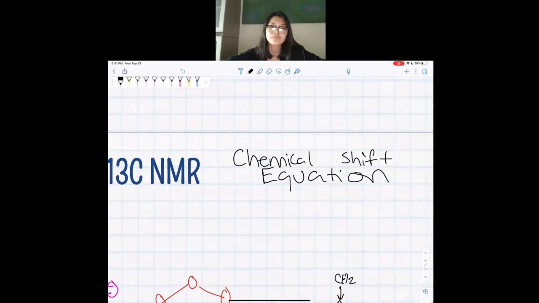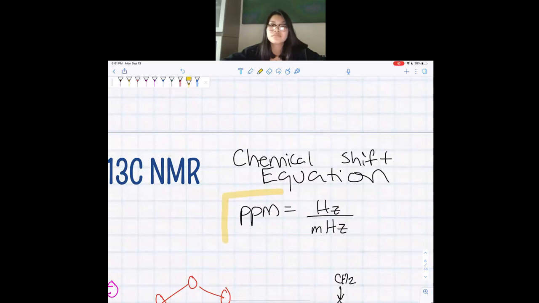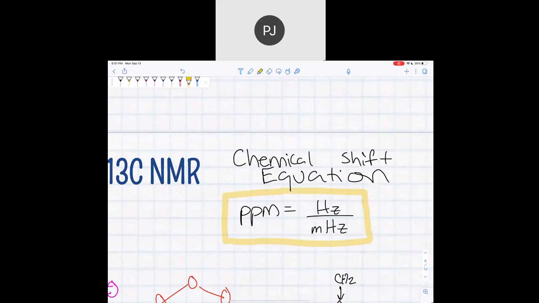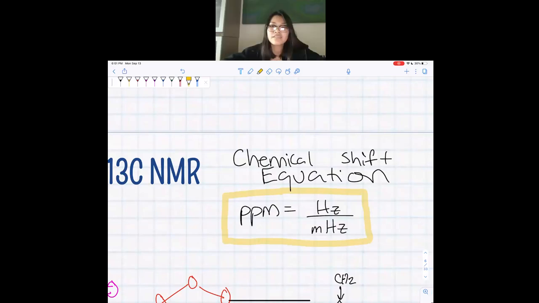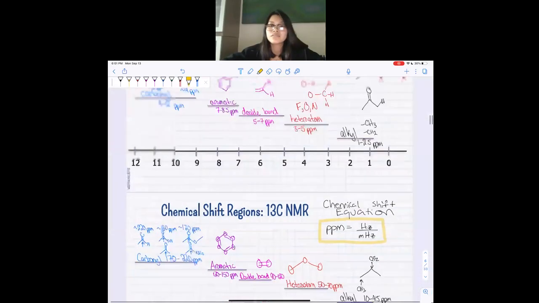And this is kind of where we talk about frequency. So we're going to say ppm equals hertz over megahertz. We're not going to do times 10 to the whatever power. Just trust me on that. This is the equation. Okay. Thank you. And then we have examples of that later on. Just know that that's the equation.